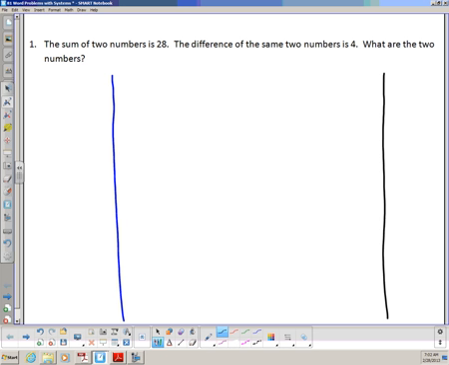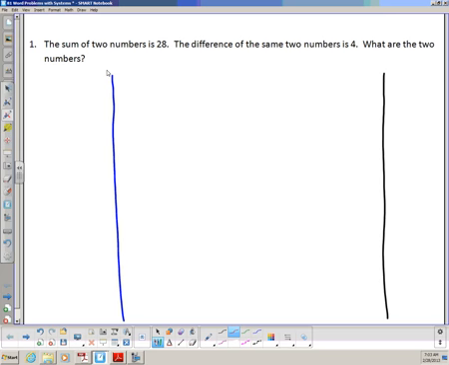If we read this through, there are going to be two facts about two different numbers. The first fact is the sum of two numbers is 28. The difference of the same two numbers is 4. It's not like something such as "the second number is 5 more than twice the first number." What we have is two facts about two numbers. Neither one of them is at the end of the sentence.